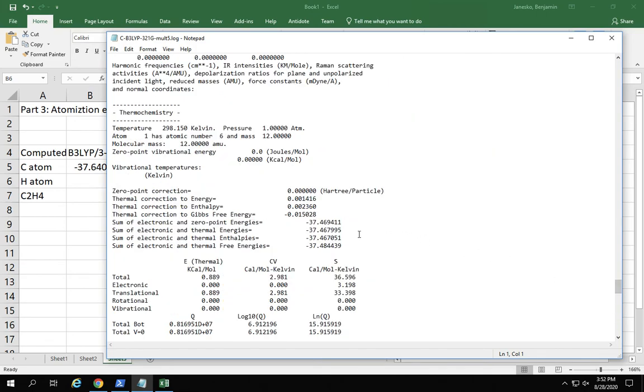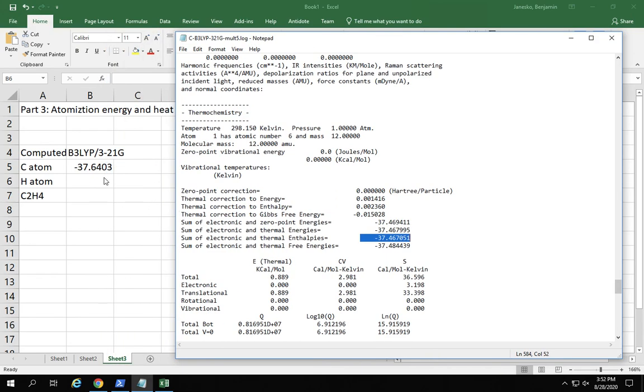And look at this. My sum of electronic and thermal enthalpies is minus 37.467 Hartree per particle, substantially less negative than the minus 37.6403. So this level of theory predicts what I believe is seen experimentally, that an isolated carbon atom is a ground state triplet. Okay, now I'm going to do the same thing for hydrogen atom.